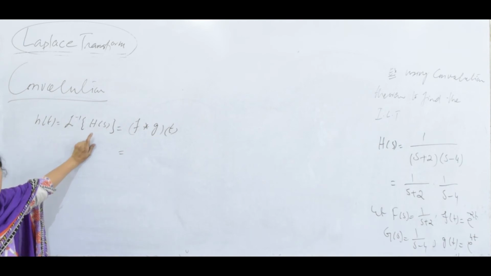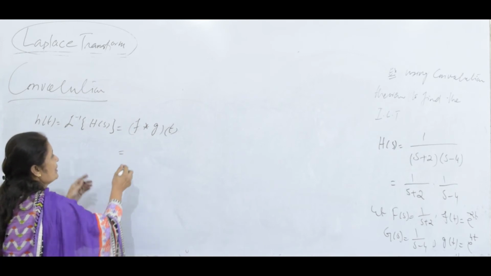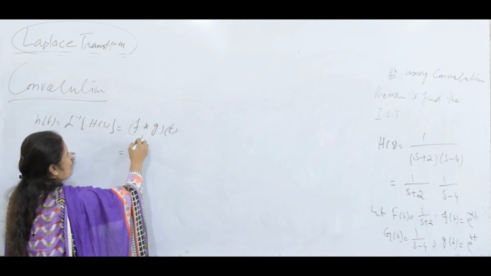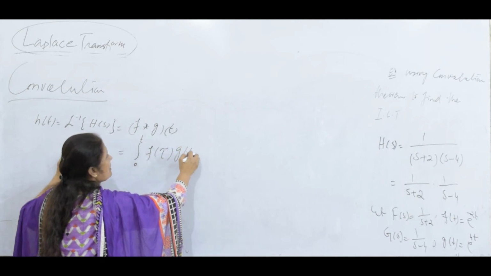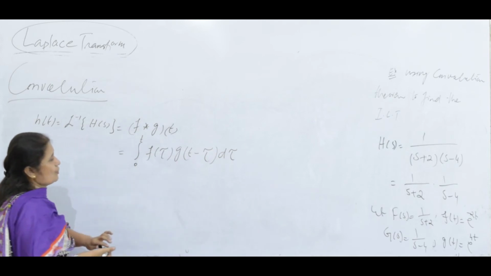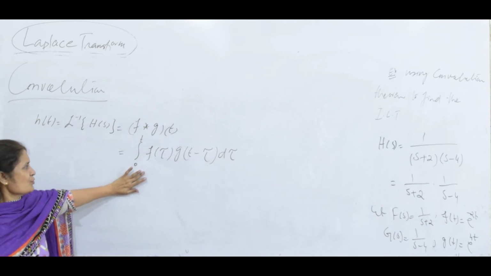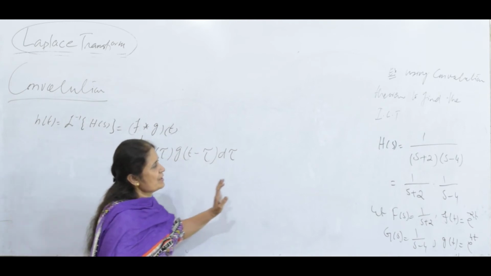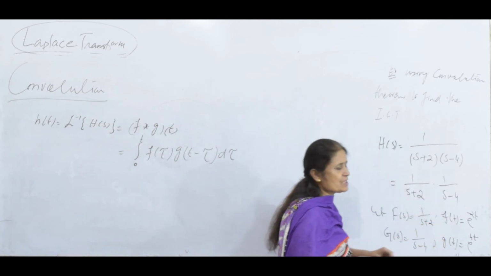Laplace inverse of the function is written in terms of convolution, which is the integral from 0 to t of f of tau g of t minus tau d tau. This is the convolution defined. We'll do one more so that you'll be comfortable with it. Once you name F(s), G(s), then you find f(t), g(t).